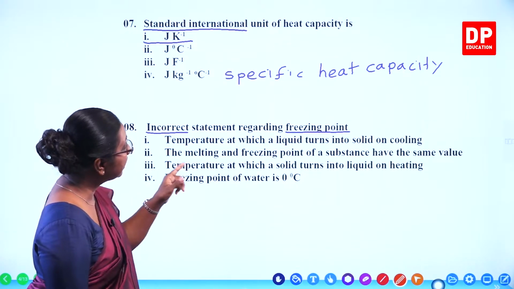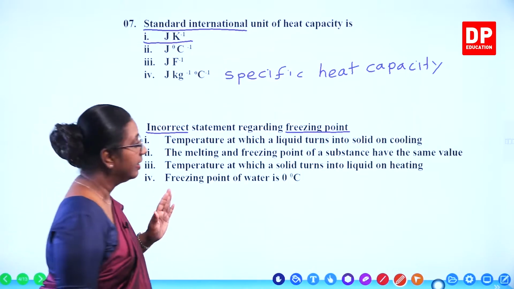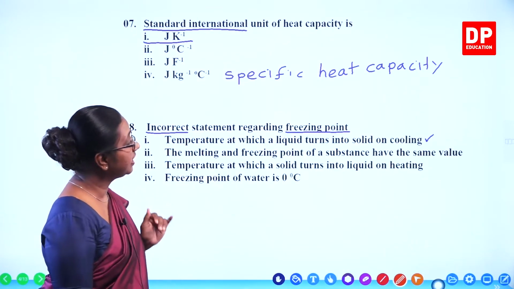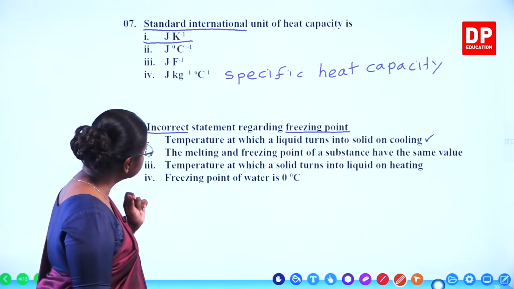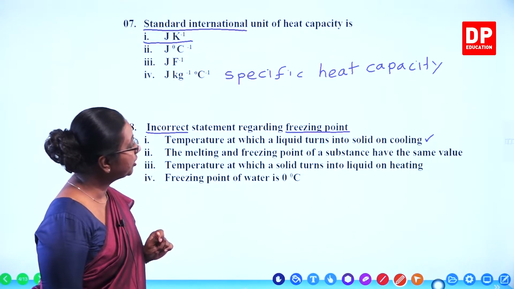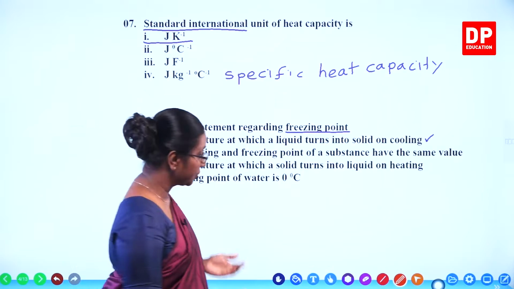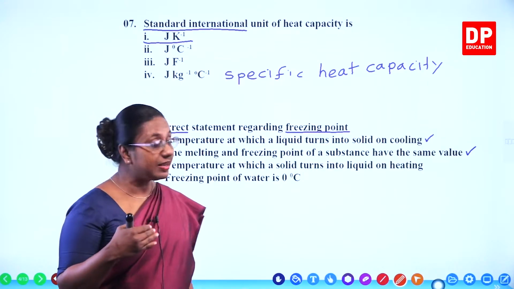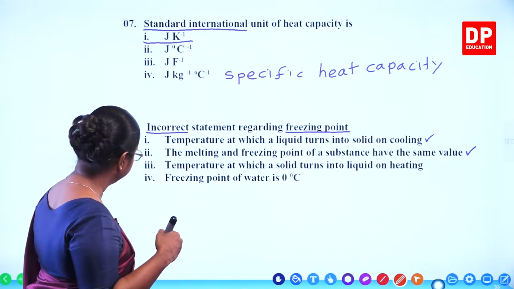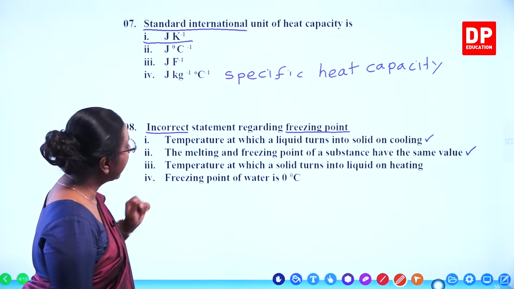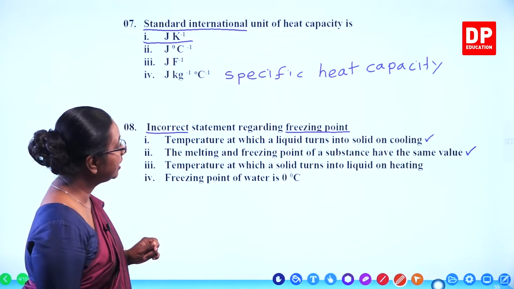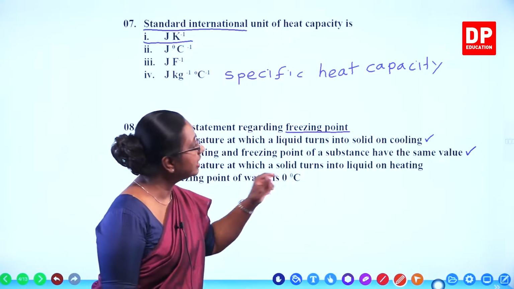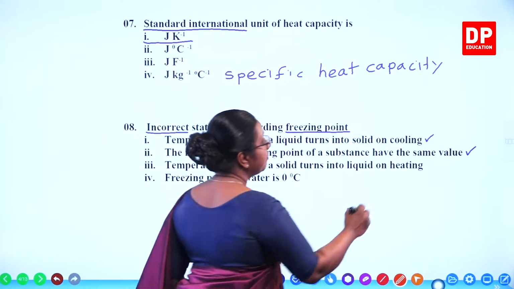Temperature at which a liquid turns into solid on cooling. That is correct. That is a correct statement. Then the second one, the melting and freezing point of a substance have the same value. That is also correct, because when we say melting, solid becomes liquid, and when we say freezing, liquid becomes solid. And the third one, temperature at which a solid turns into a liquid on heating. So, temperature at which a solid turns into a liquid on heating is melting point.